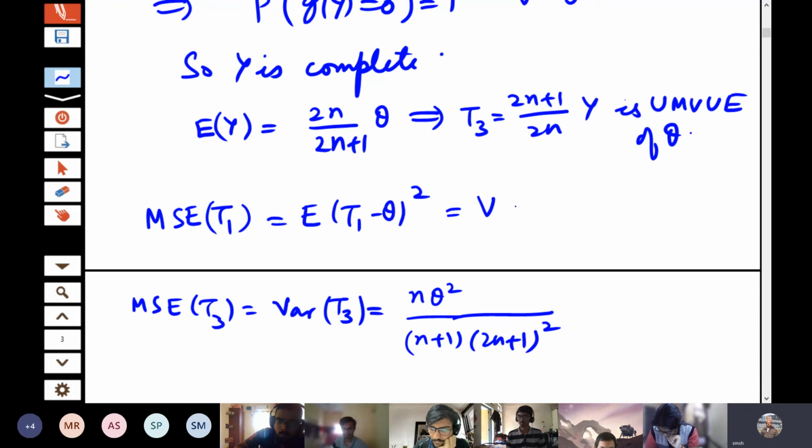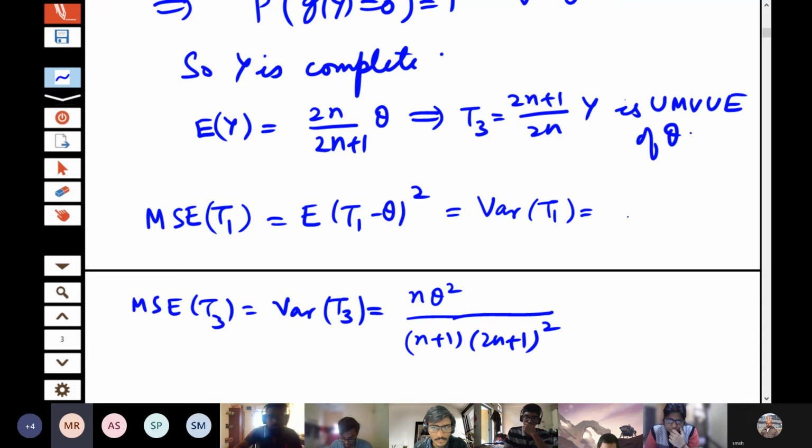That is because it is also unbiased, so it is the variance of T1. 9 theta square by 8n. Are you sure? Or is it theta square by 8n? Check it. Yes, sir. Theta square by 8n. I think some other student should also cross check it. I mean, only one student is telling, so others should also tell.